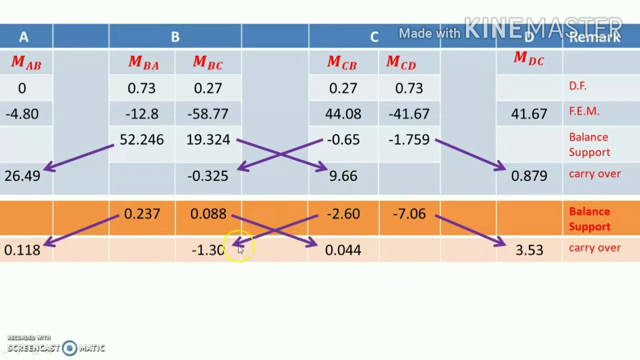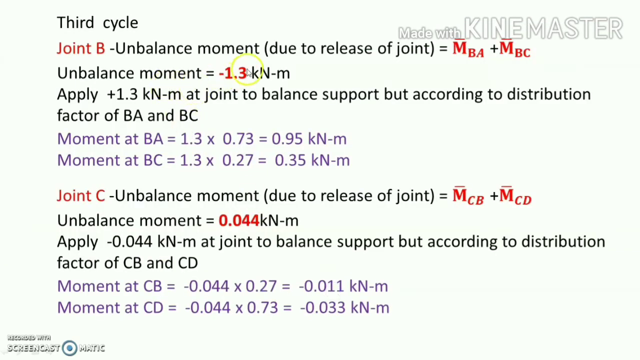So again, next step same. Here the unbalanced moment is minus 1.3, so apply here plus 1.3, but according to the distribution factor, BA share moment is 0.95 and for BC that is 0.35. Here is a balancing moment into the distribution factor.